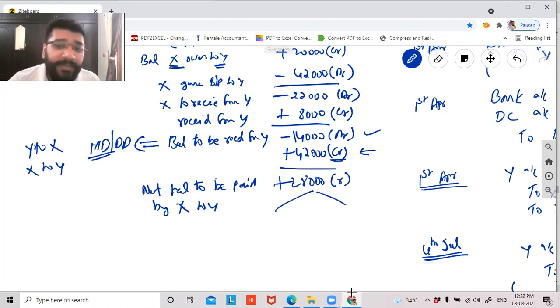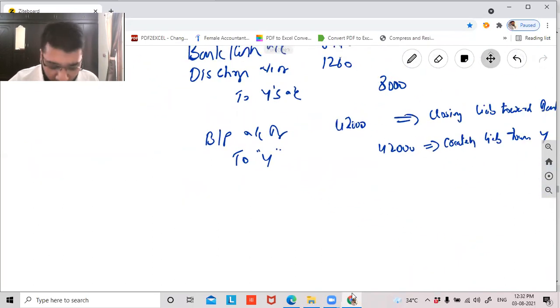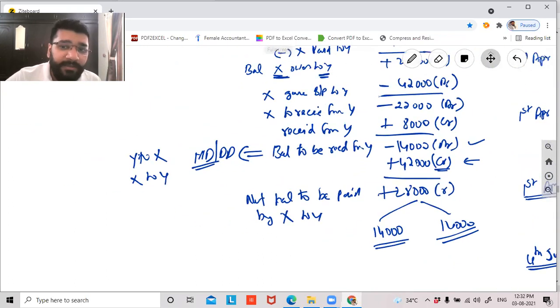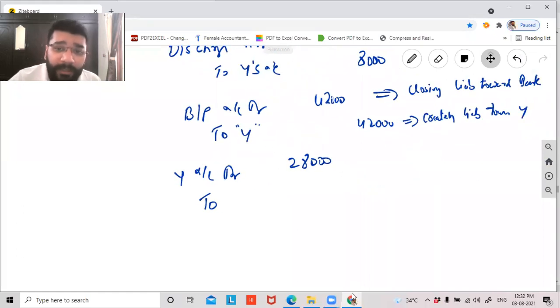Out of this 28,000 rupees, guys, 14,000 is paid through the estate, the properties of X, and the remaining 14,000 rupees is not paid. What is the final entry, guys? I will close Y's account. Y's account is closed to the extent of 28,000 rupees because that is the balance, no? How am I closing Y's account? Guys, here Y's balance is 28,000 rupees. We need to settle the 28,000 rupees liability. To close Y's liability, I have to give a debit. So Y's account will be debited 28,000, to bank 14,000 rupees.